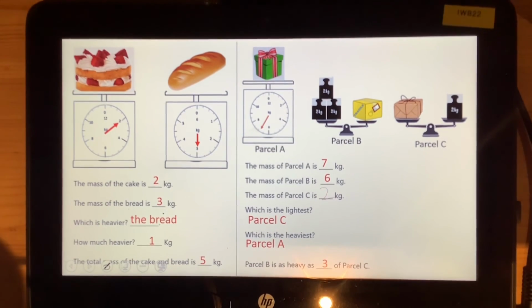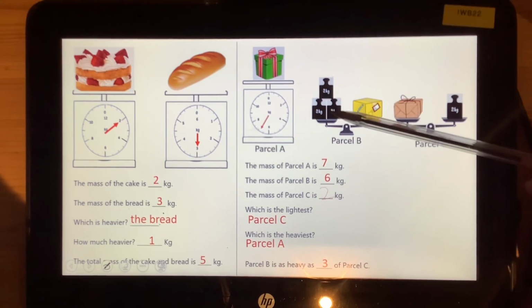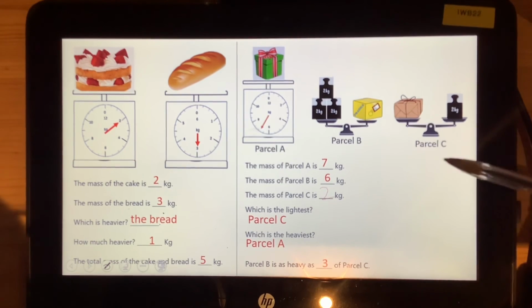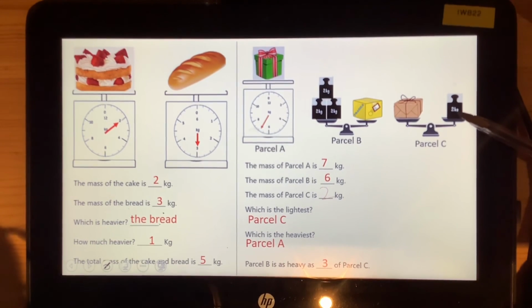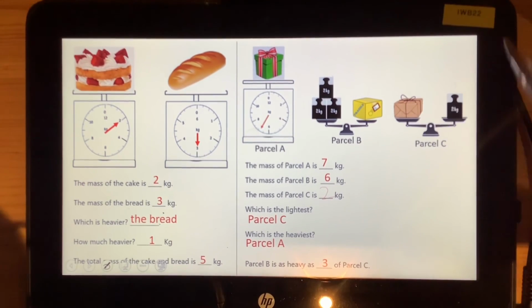So which parcel is lightest? Well, parcel C is lightest, and which is heaviest? Parcel A is heaviest. Then it says, parcel B is as heavy as how many of parcel C? Well, we can see here that there are 3 2 kilogram weights, and this parcel is the same as those 3 2 kilogram weights. If parcel C is the same as 1 2 kilogram weight, then we know that parcel B is as heavy as 3 parcel Cs.